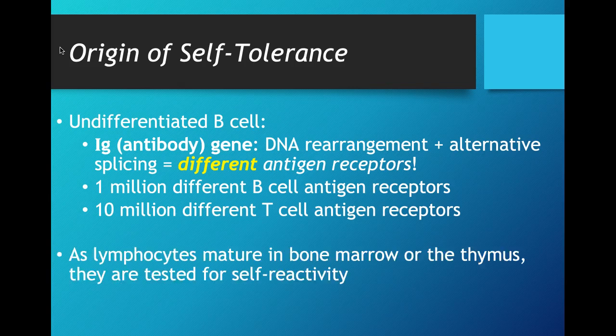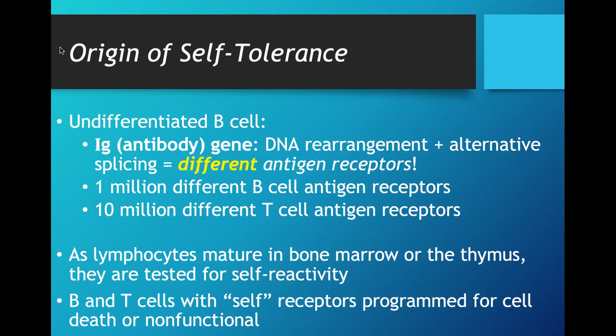So as lymphocytes mature in bone marrow, or in the thymus for the T cells, they are tested for self-reactivity. And you'll see a picture on the next slide that I think summarizes this really well. B and T cells with self-receptors are programmed for cell death, or they are labeled as non-functional and will eventually be dead.